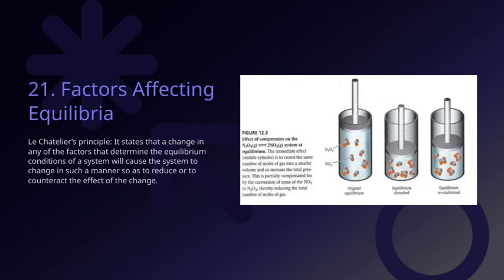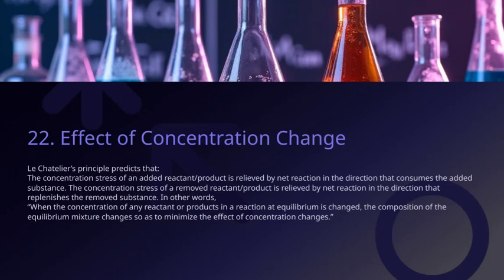Le Chatelier's principle predicts that when we add or remove reactants or products from a reaction at equilibrium, the system responds in a way that counteracts that change. If we add a reactant or product, the net reaction will shift in the direction that consumes the added substance. Conversely, if we remove a reactant or product, the reaction will shift in the direction that replenishes what was taken away. In simple terms, whenever there's a change in concentration, the equilibrium adjusts itself to minimize that change.